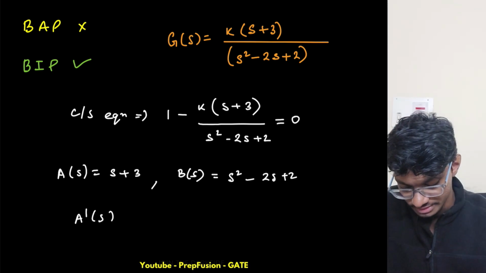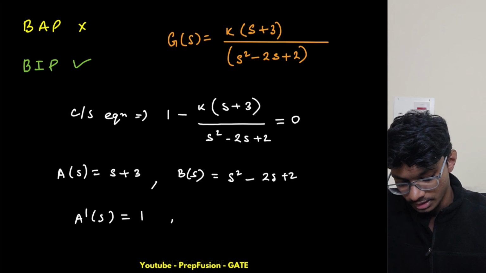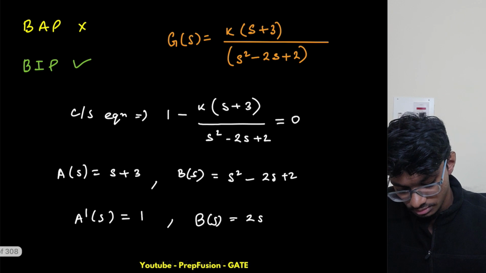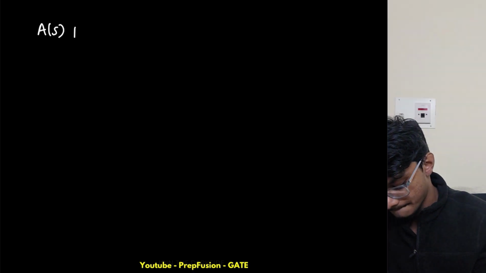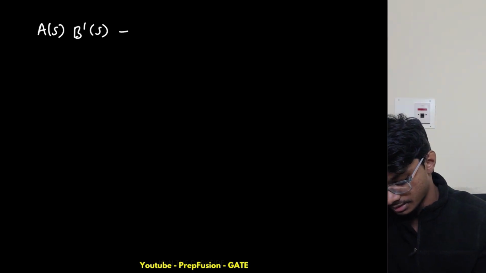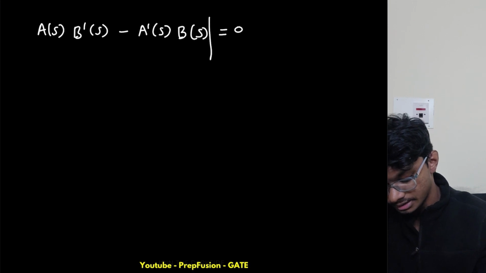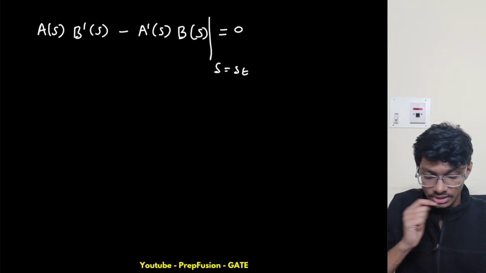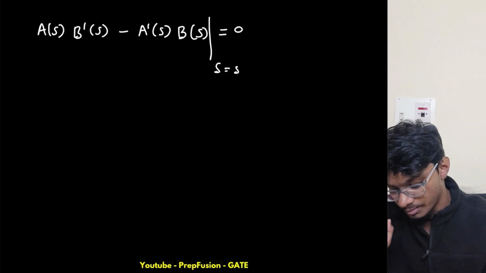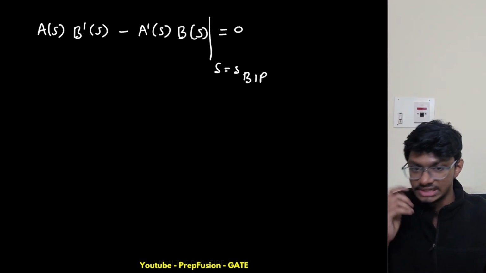What is A dash of s? It is 1. And what is B dash of s? It is 2s minus 2. Okay, so again we have to solve that equation, which is A of s into B dash of s minus A dash of s into B of s equals to 0, right? And my s, or not test point, you can say my break-in point, should satisfy this equation.